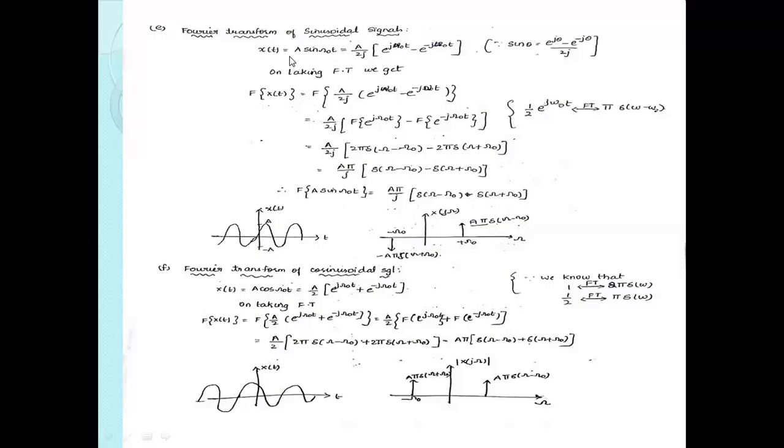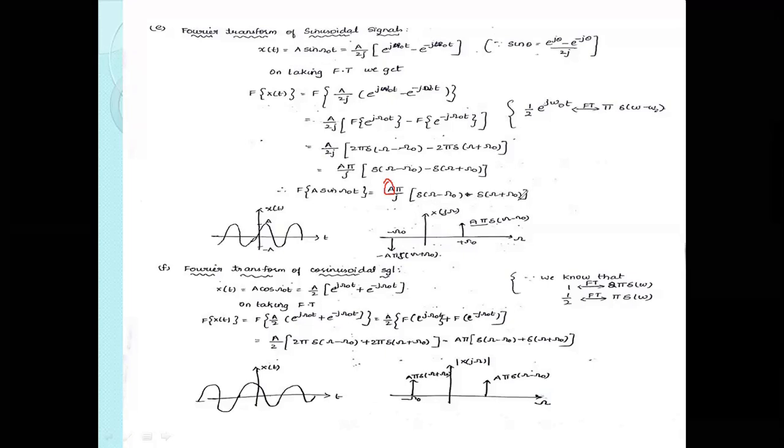Observe here. This x of t, the sine omega naught t, we remove this a. There is no a here. I'm not taking this a. Pi by j, delta of omega minus omega naught minus delta of omega plus omega naught. For the sinusoidal function as x of t, the time domain function, the frequency domain function is in terms of delta: pi into delta of omega minus omega naught and minus pi into delta of omega plus omega naught.